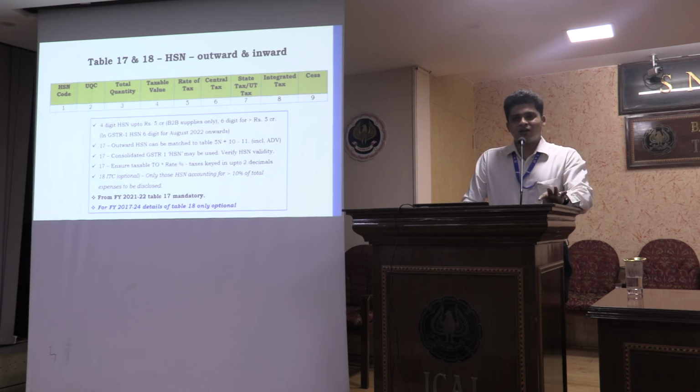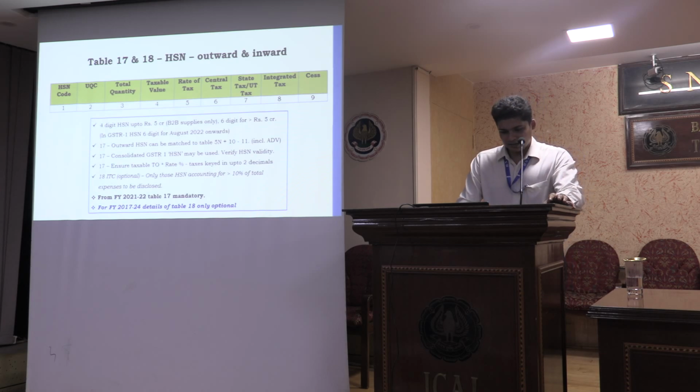Earlier, the tax rate was not part of GSTR 1. Now it is forming part of GSTR 1, which makes our jobs a little easier in consolidating and filing these details.